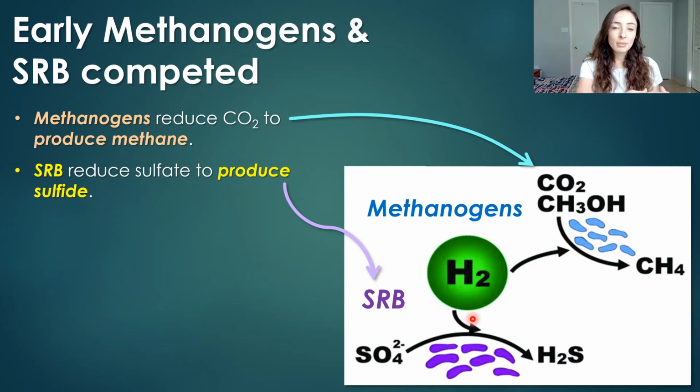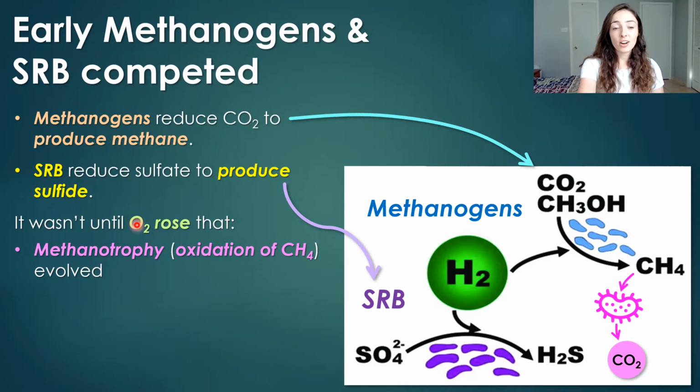If you don't know, chemically reducing compounds just means giving those compounds electrons, and chemically oxidizing compounds means taking away their electrons. So to reduce the sulfate to sulfide and to reduce the carbon dioxide to methane, they needed to give those compounds electrons, and they needed what's called an electron donor, like hydrogen, to do that. And because they both needed this electron donor, they were competing on early Earth for this substrate.